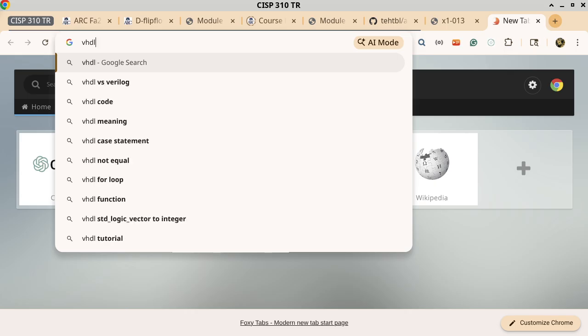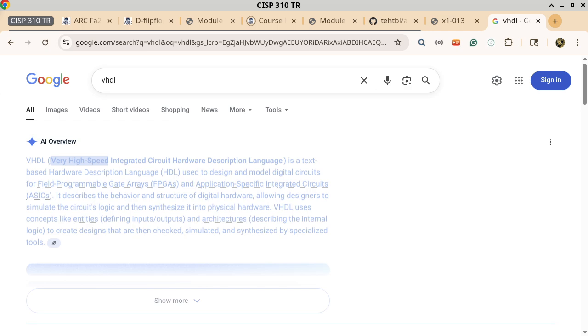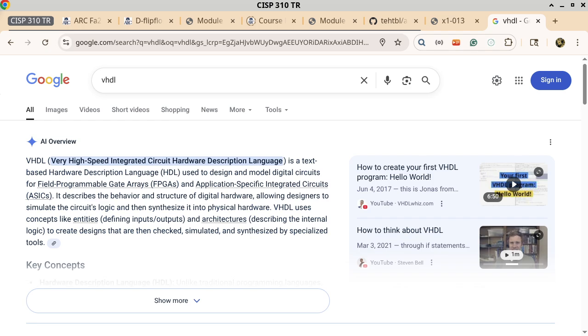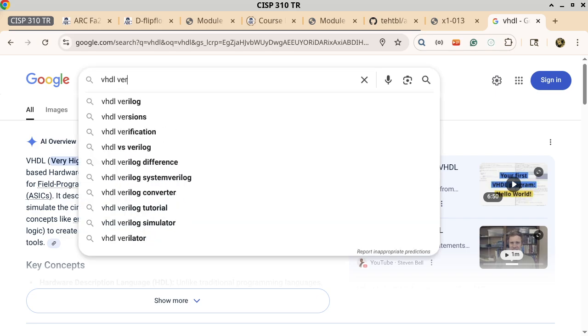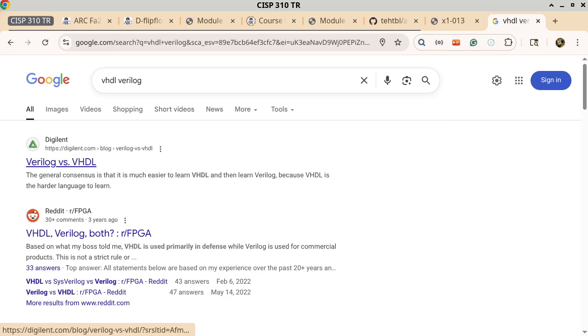Yes, but there are people who can help you to deal with all the low-level details. So VHDL versus Verilog. These are the two industry standards for using text to specify circuits. One is called VHDL, the other one is called Verilog.